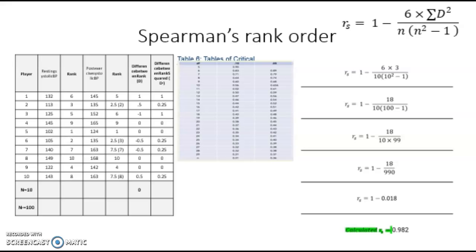Keep this number as you will compare it to the critical values table. To calculate the degrees of freedom, you do n minus 2, and then you use the level of significance 0.05 and find your critical value. If your Spearman's rank value is higher than the critical value, then there is a significant correlation or relationship.